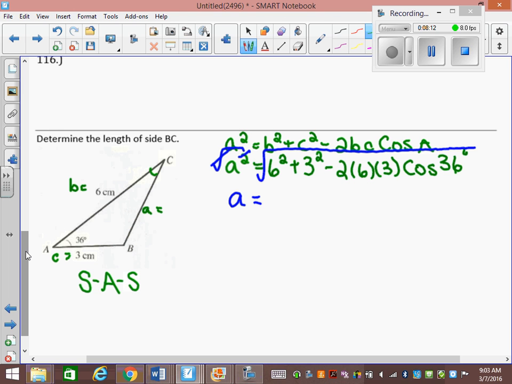And to the nearest tenth, what do you get? 4.0. It's 3.9843, but it rounds to 4.0, right? Okay.